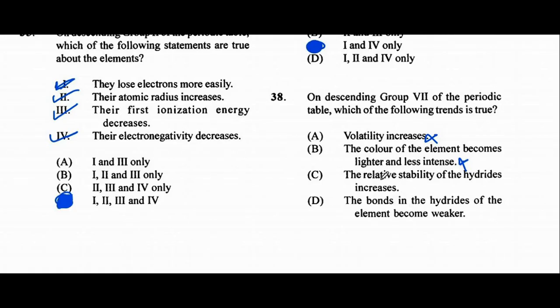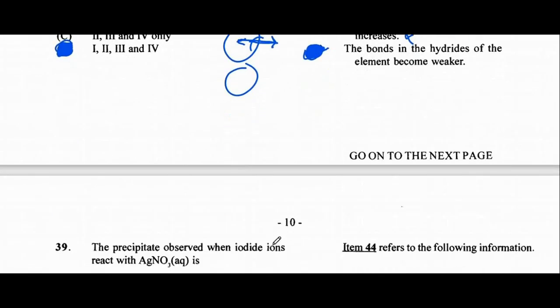The relative stability of the hydrides increases. That's not true, because as you go down group 7, the atomic radius gets bigger and bigger. That means that when they bond, the bond length gets longer because they're further apart, so the bonds become weaker, and that's where we get D from. The hydrides of the elements become weaker. Yes, bond length increases, bonds become weaker. Shorter bond length, stronger bonds. So 38 is D. 39.